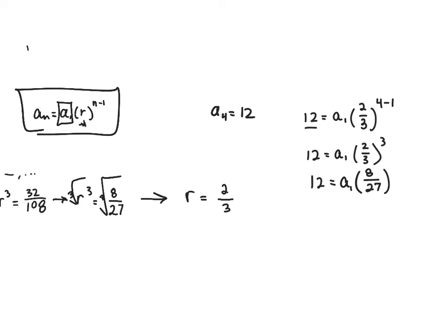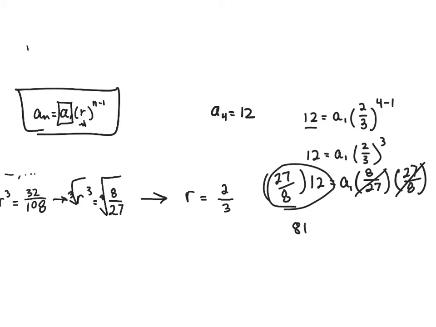And then if we multiply by 8/27, or rather we would multiply by the reciprocal of that to get a sub 1 isolated. So I would multiply by 27/8 and multiply here by 27/8. And then multiplying that together, that's equal to 81/2, which is our first term. So we can now complete the nth term formula.